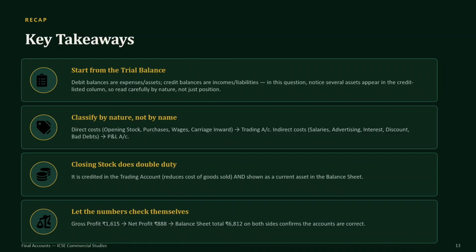Now here are some key takeaways. Start from the trial balance, then classify by nature and not by name. Closing stock does double duty and the numbers check themselves.